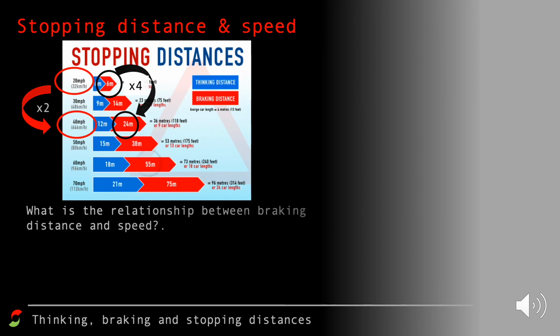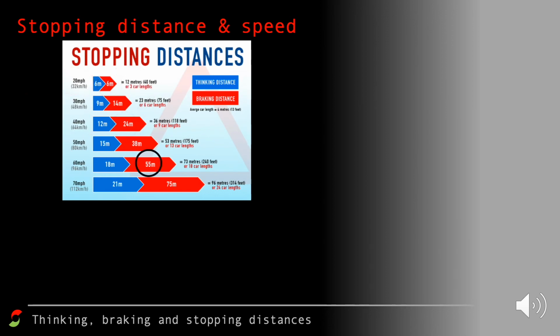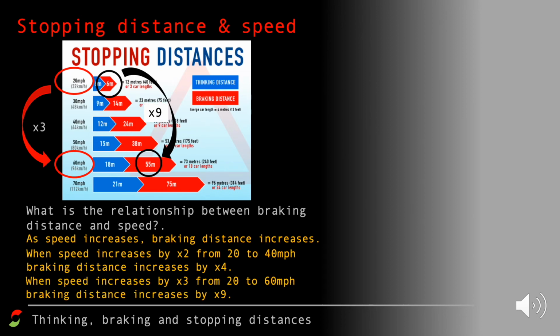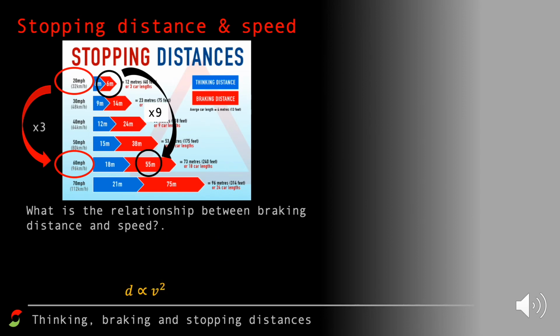So let's have a look at another set of data to see what happens with those. Let's ignore that black circle for the moment. So let's go from 20 miles. Distance is proportional to v squared. And that means that the relationship's not proportional because the factors aren't the same. One goes up by a factor of 3, the other one goes up by a factor of 9, one goes up by a factor of 2, the other one goes up by a factor of 4.